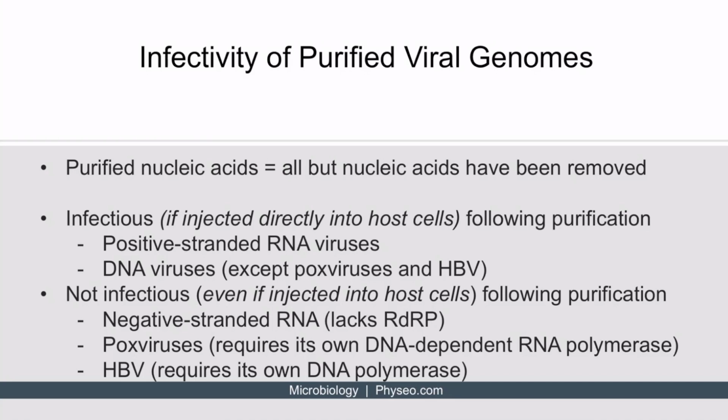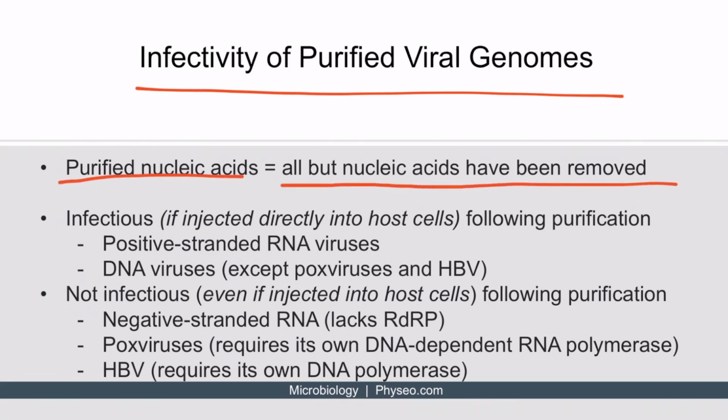Now let's discuss the infectivity of purified viral genomes. When we discuss purified nucleic acids, this simply means that everything but the nucleic acids or viral genome has been removed. This concept helps reinforce how vital RNA-dependent RNA polymerase is to negative sense RNA viruses. Let me explain why. Following purification, the following viruses will be infectious. These include positive stranded RNA viruses and DNA viruses, with the exception of Poxviruses and hepatitis B virus. I'll explain why Poxvirus and HBV are exceptions in a moment.